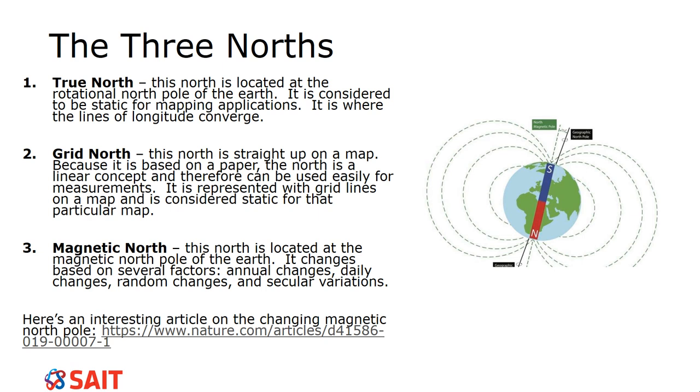So the true north is the rotational axis of the Earth. That's where it's located. And so it is considered static for the most part. I mean, it does move according to geodesy, but we just consider it static. And so therefore, it's a good fixed location. It's where all the lines of longitude converge.